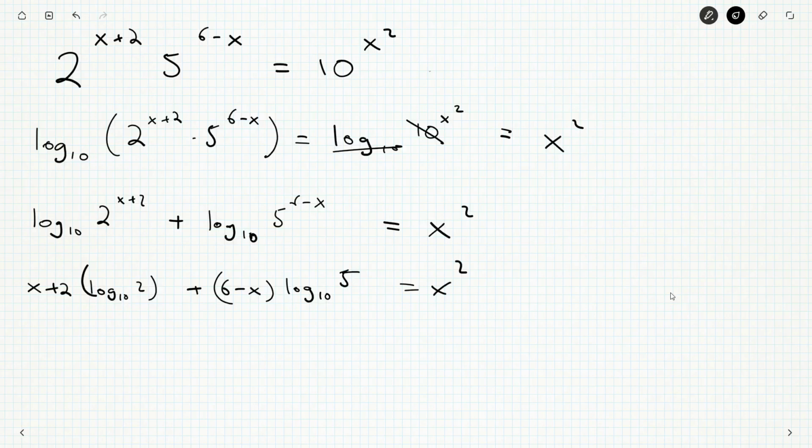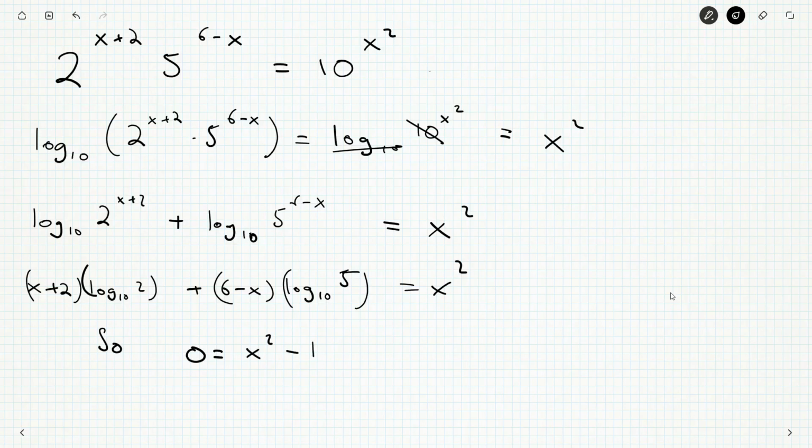So now I'm going to get a quadratic. It's not going to be the nicest looking quadratic, but log base 10 of 5 and log base 10 of 2, these are just numbers. I can compute them on my calculator. I'll get decimal expansions out, but they are certainly numbers, and so this is just a quadratic. It's a scary looking quadratic to some people because it's got logarithms in it, but it's not that bad, I don't think.